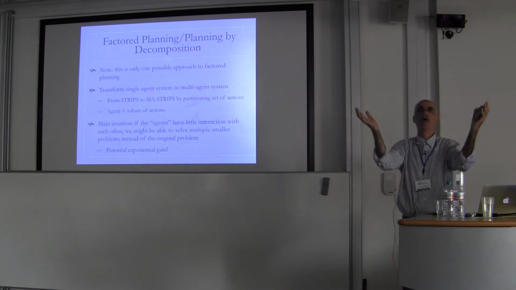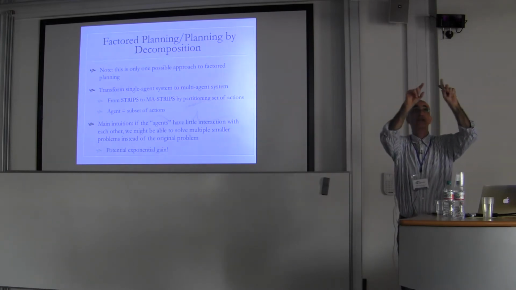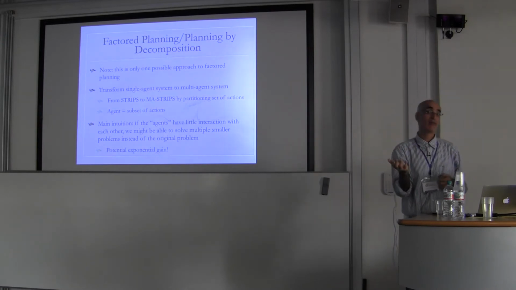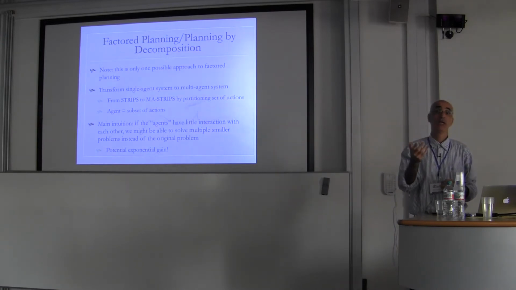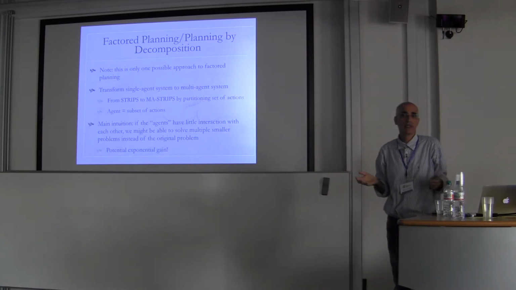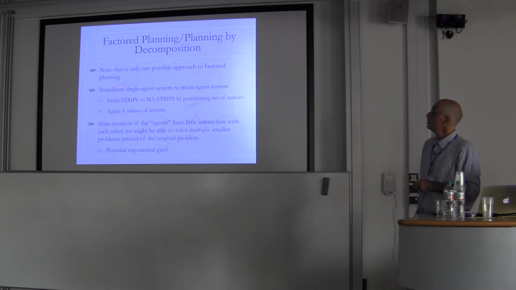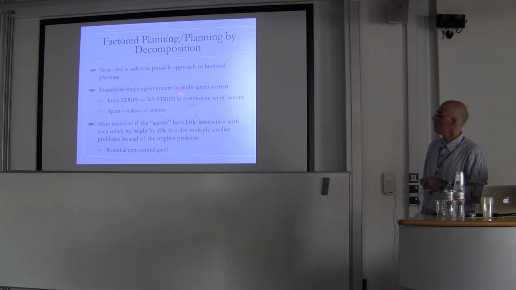Instead of solving one big problem, say we solve 100 small problems, each one is 100 times smaller, but because the problem is exponential, each one of them is exponentially easier to solve, and we just need to solve a lot of them, but that's a linear number, not an exponential number of them. So the idea is to transform a single agent system into a multi-agent system, moving from STRIPS to multi-agent STRIPS by partitioning a set of actions.